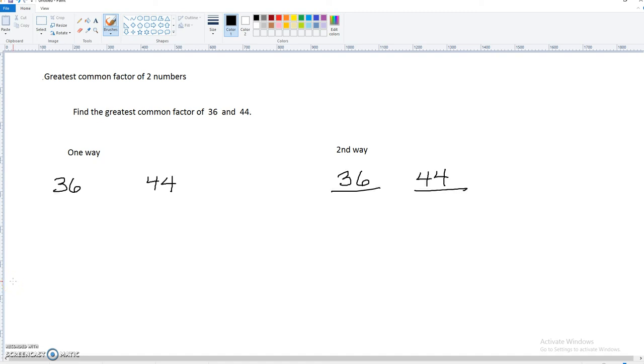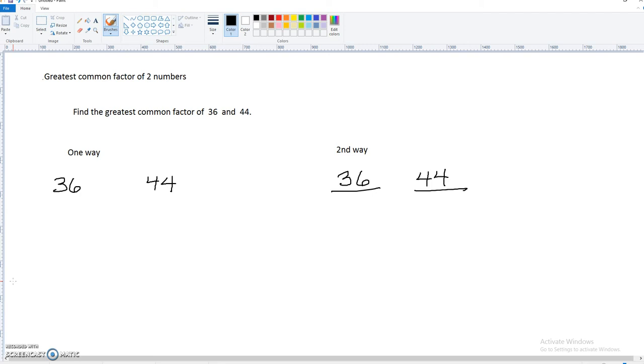Greatest common factor of two numbers. With this topic, what you'll have to do is they're going to ask you to find the greatest common factor, and they're going to give you two different numbers to use. Sometimes we can look at the numbers and automatically see, oh, the biggest number that's divisible or can divide into both of those is 4 or 6.